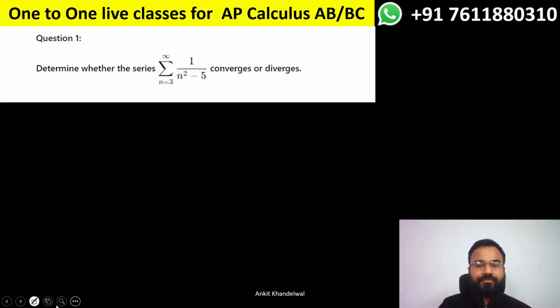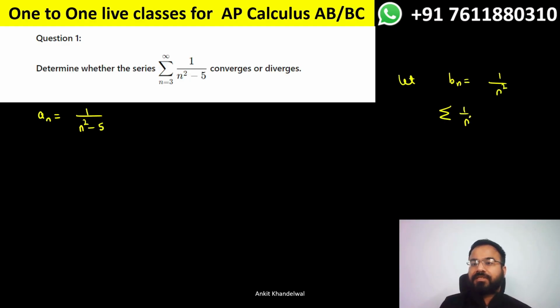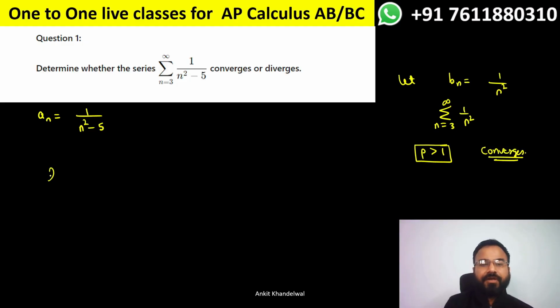Okay, now look at the first example. We determine whether the series is converging or diverging. Our an is 1 upon n square minus 5. Let's say I am assuming bn is 1 upon n square. I know this particular series is a p series, where p is 2, which is greater than 1. So this series converges. Now we just have to calculate the limit as n tends to infinity of an upon bn, and we'll see what this result shows.